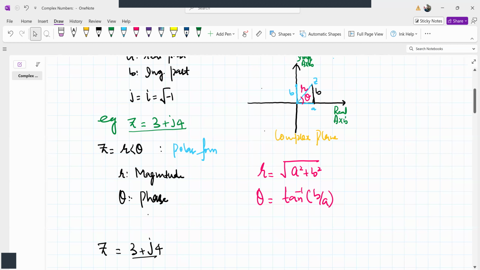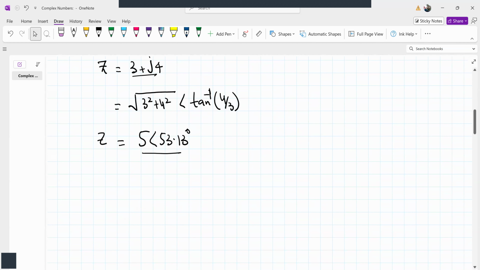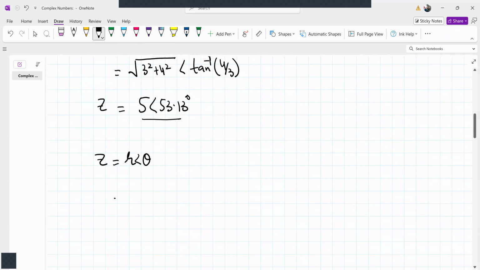Now, if we have to convert this polar form back to the rectangle form, we have one more representation of this complex number. We can write z, that is given as r at an angle of theta, which is the polar form, as r e to the power of j theta. This is called the Euler's form.